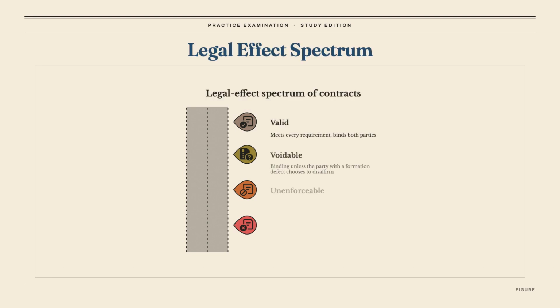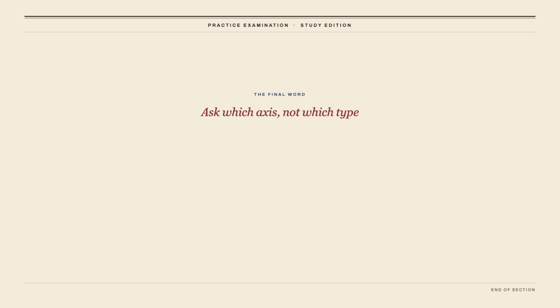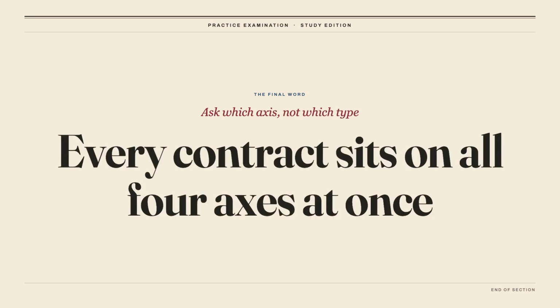The legal effect axis has its own vocabulary. A valid contract binds both parties completely. A void agreement was never a contract at all. A voidable contract is binding unless a party with a formation defect disaffirms it. An unenforceable contract is real but can't be enforced in court. Voidable requires a real defect in formation, like fraud or duress, not just regret over a bad deal. Before answering, ask which axis the question is really testing, and the 4 terms stop collapsing into one.